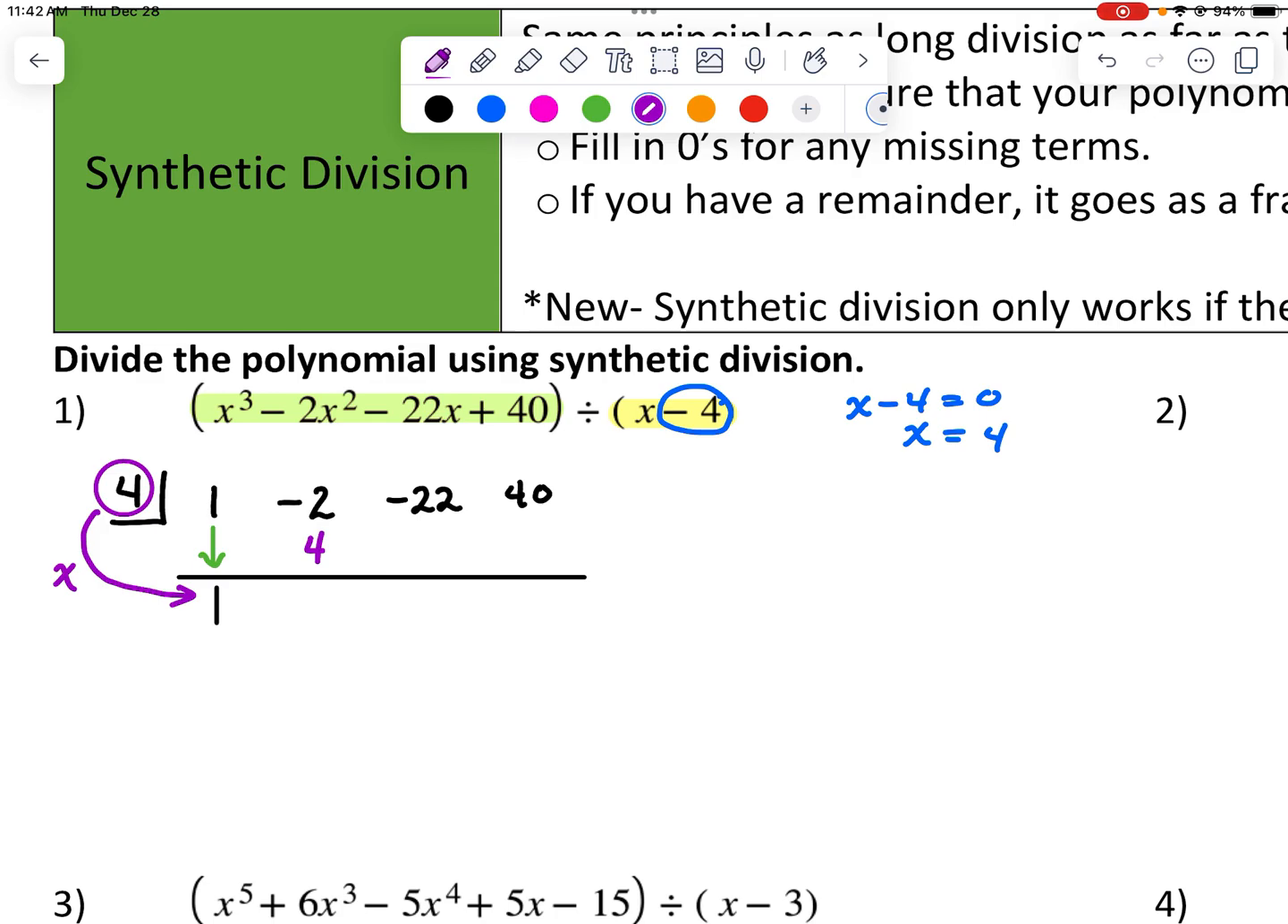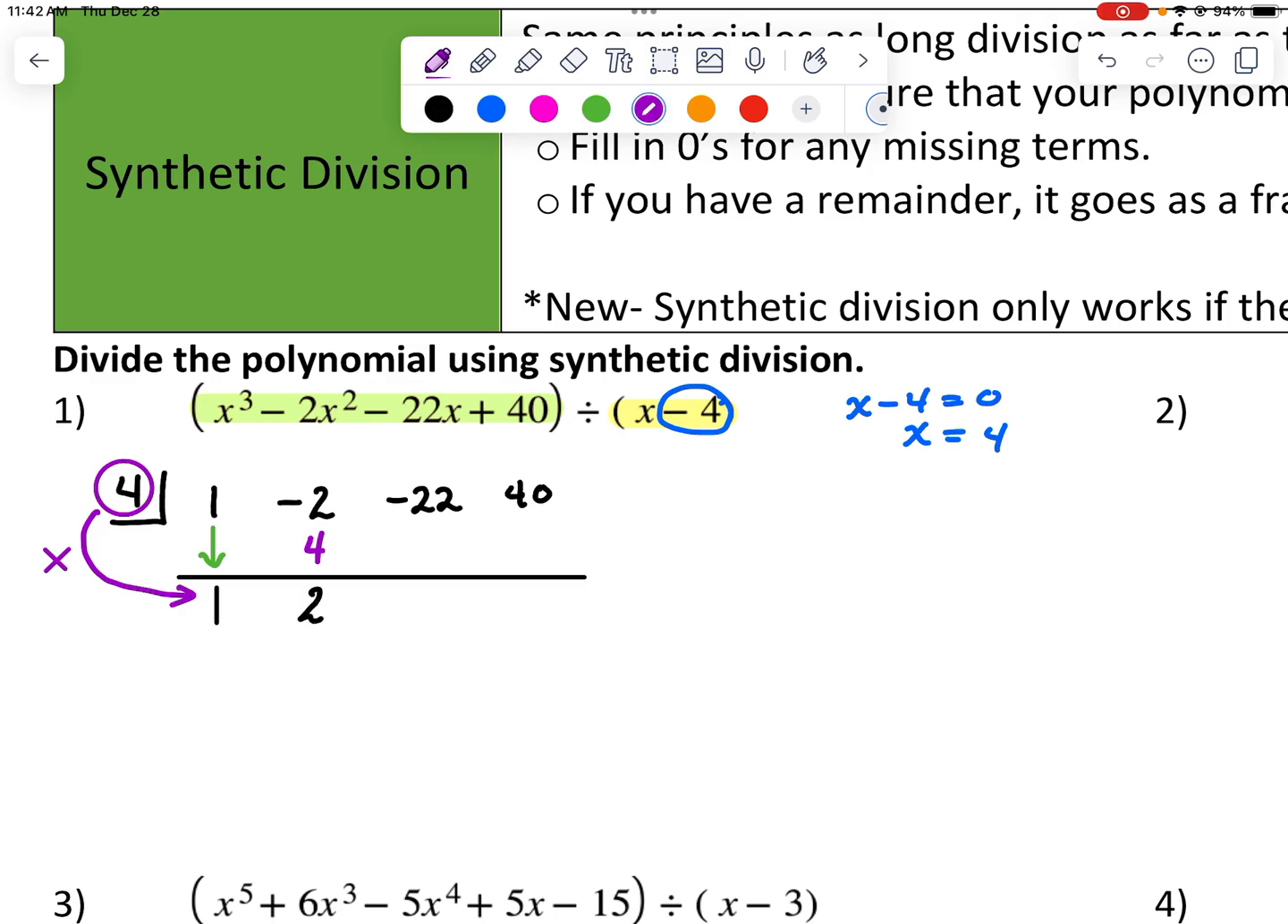So 4 times 1 is 4, so we put it right there. I do not like the fact that I put the multiplication symbol, it made it look like a variable. Here we'll go, make it look more like a multiplication sign. All right, then we're just going to add. Negative 2 plus 4 is 2.